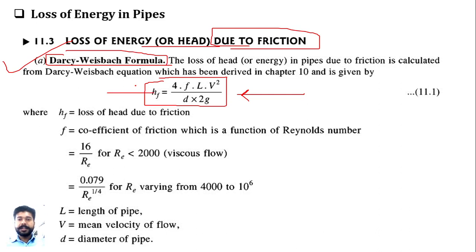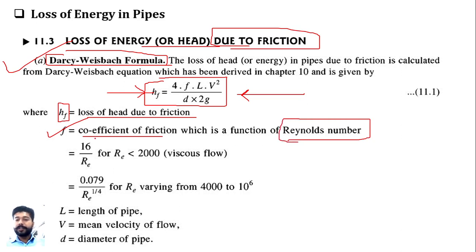This equation gives us the friction head loss in a pipe, that is 4flv² by 2gd, where hf denotes the loss of head due to friction. f is known as the coefficient of friction, which is a function of the Reynolds number. So whenever you are going to find the coefficient of friction, first of all you need to find out the Reynolds number. Depending on the Reynolds number, whether it is less than 2000 or greater than 4000, we can have a proper idea about how to find the coefficient of friction f.